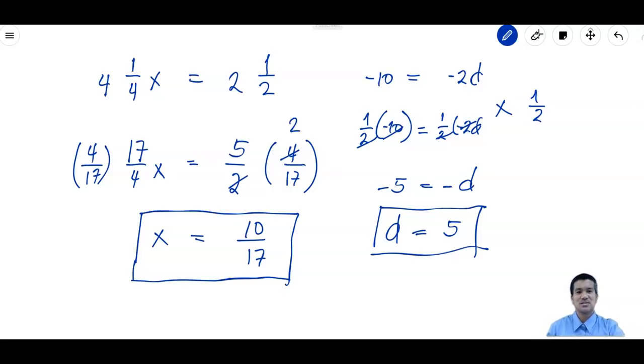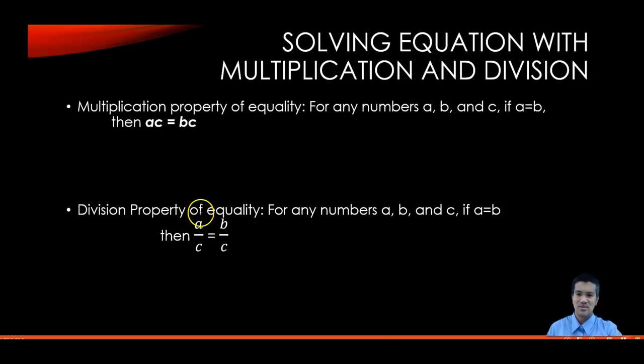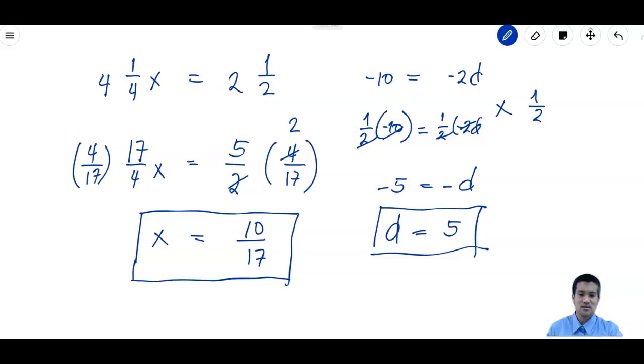Now, let's proceed to division. Let's review first what the division property is. The division property of equality says that for any numbers a, b, and c, if a and b are equal, then a over c is equal as well to b over c. Okay, let's try to give some examples.